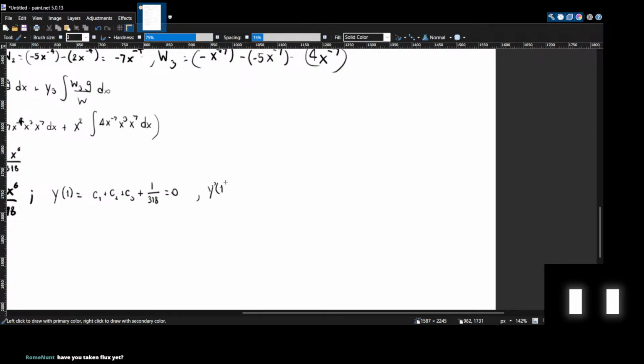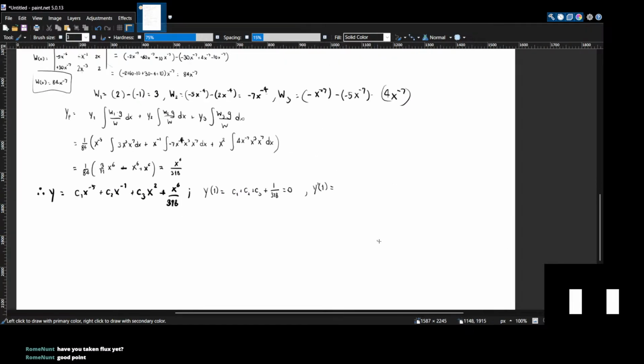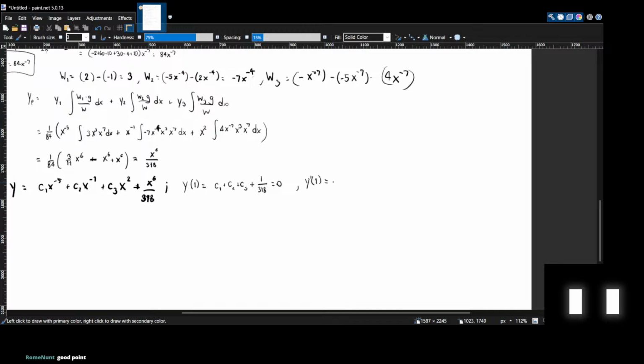Like in which context? Because there are a lot of things regarding fluxes, but I'm not the most familiar with all of them. Okay, if I take the first derivative, this is going to be negative 5 c1.